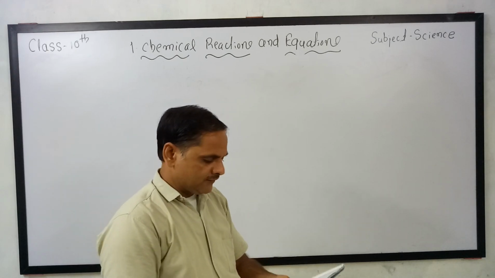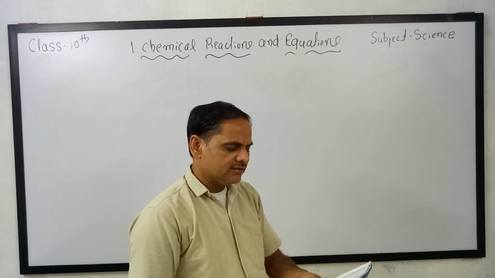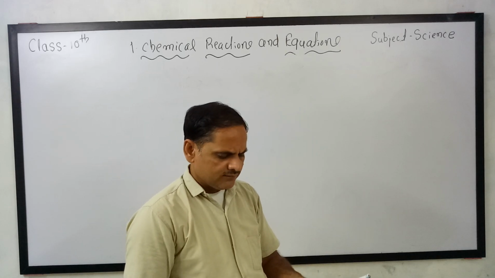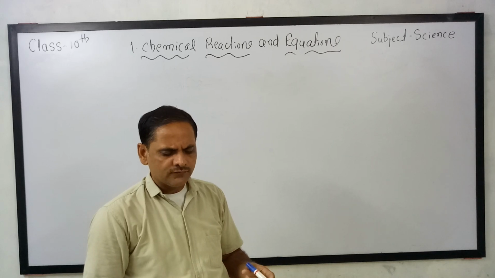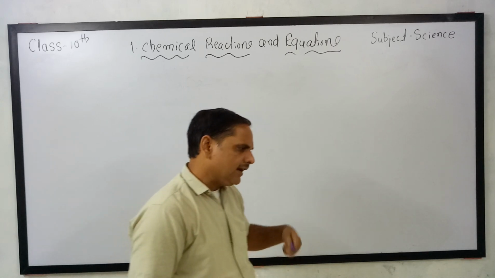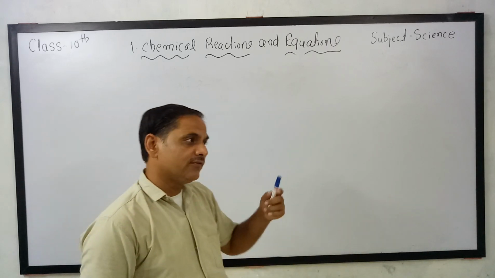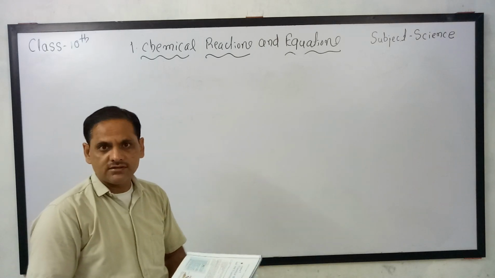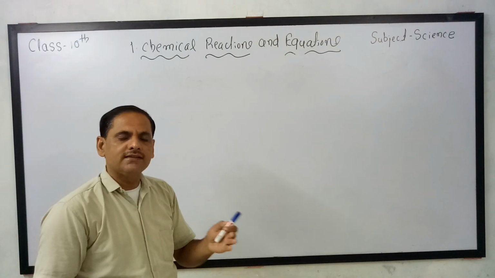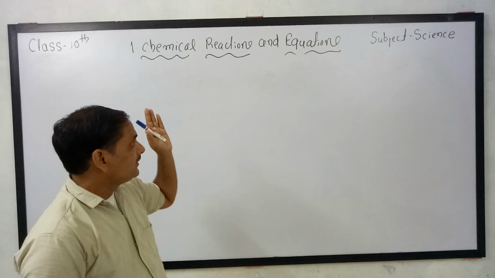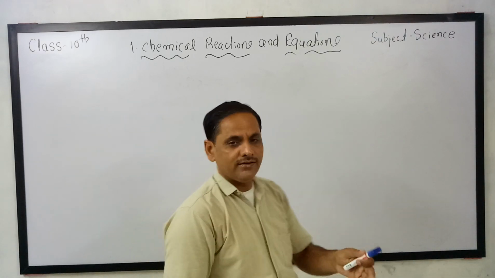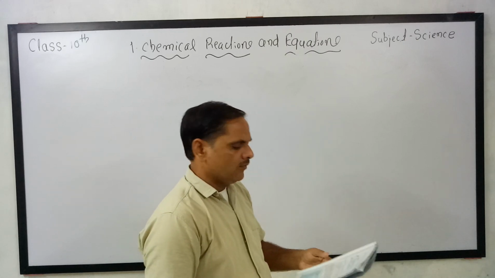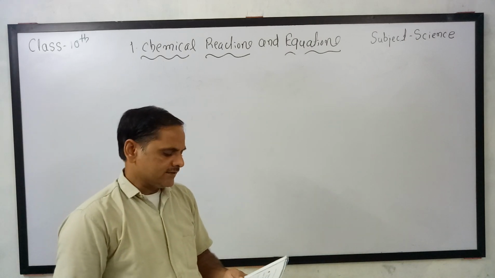Here, consider the following situations of daily life and think about what happens. In daily life we consider different types of situations. All these situations are related to chemical reactions and different types of equations. Some examples we discuss here, one by one.